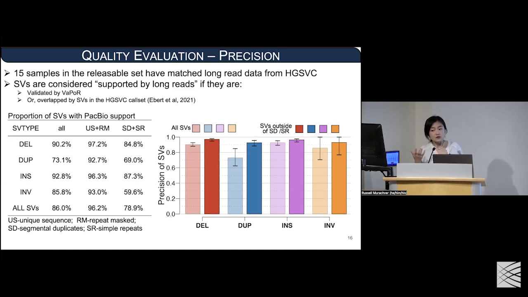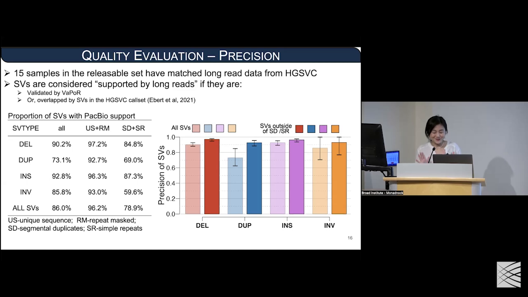So overall, the precision was pretty nice: over 90% of deletions and insertions were supported by PacBio. And when it comes to duplications and inversions, those are trickier types of SVs to find with short reads. We still have 70 to 80% precision.